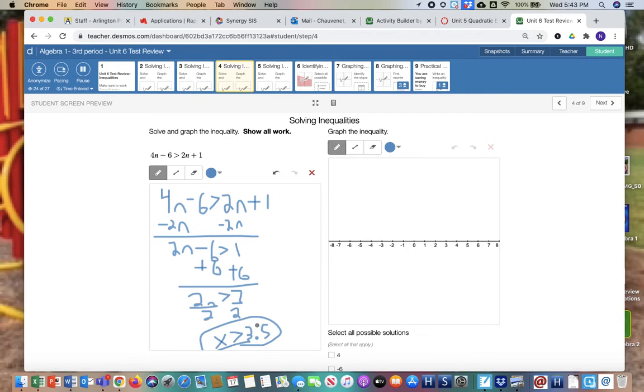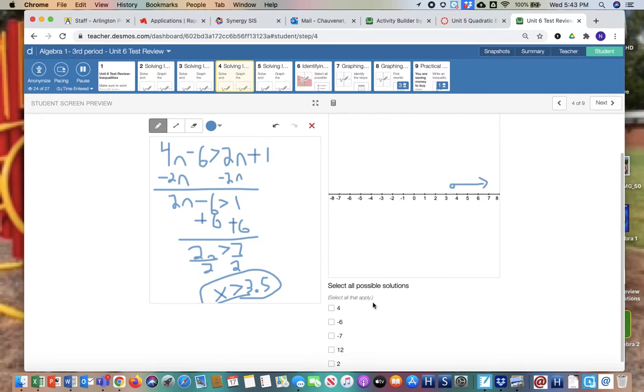Okay, so 3.5. What's that between? Between 3 and 4, right? So your circle should go between 3 and 4. Since there's no line underneath, it's not a closed circle. It should be open, so not filled in. It's greater than, so we're going to draw the arrow to the right.